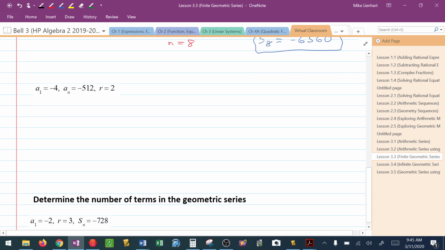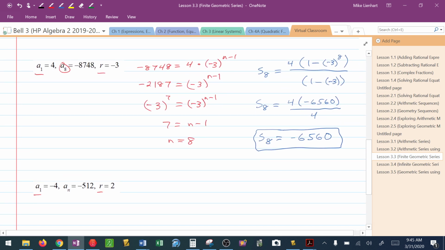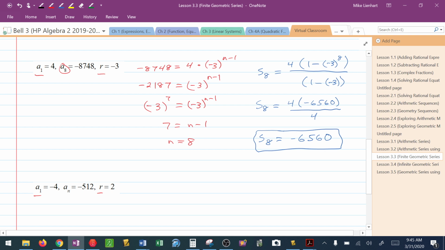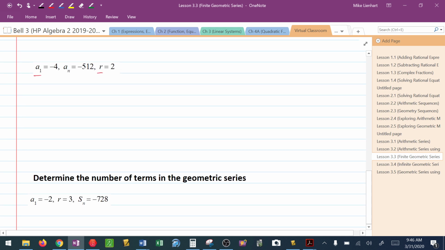So let's take a look at this one. In order to find a geometric series, we need to know a sub 1. Got it. We need to know r. Got it. We need to know n. Don't have it this time. This is a case where I have to do the geometric sequence formula. So let's do that. I know a sub n, which is negative 512, is equal to a sub 1, which is negative 4, times r, or 2, to the n minus 1.